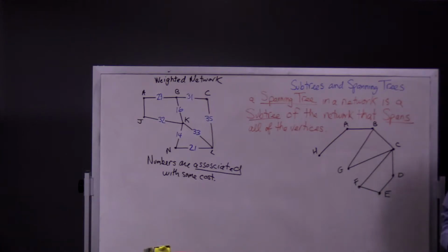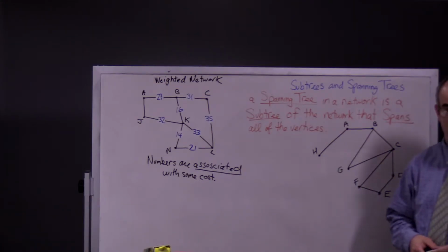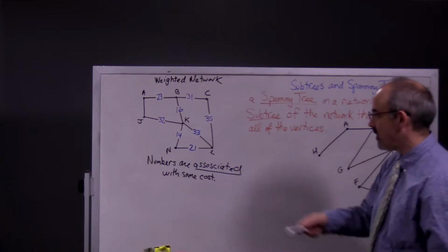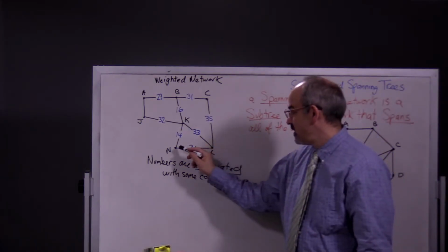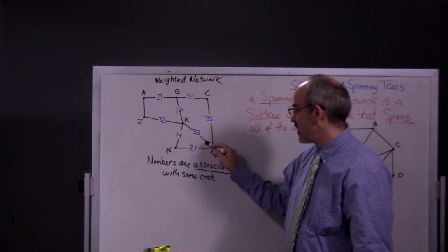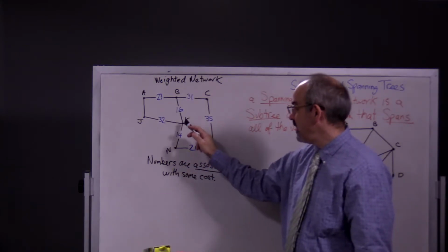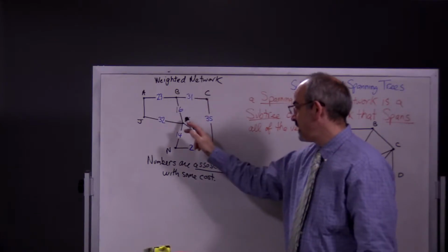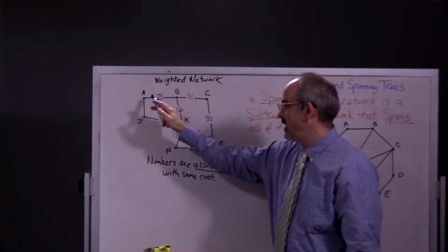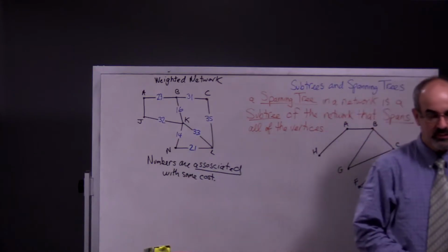Alright, so, is it a tree? I asked that before and you were supposed to answer it. No, it's not a tree. There are quite a few different circuits here. This is a circuit, K to N to L to K, K to B to C to L to K, J to K to B to A to J. So it's not a tree.